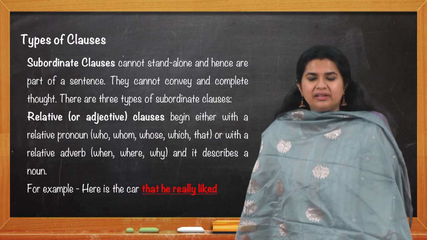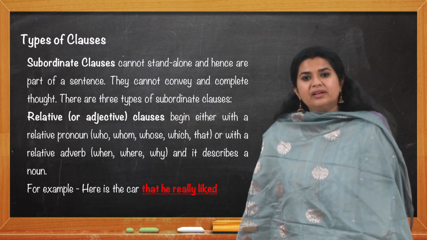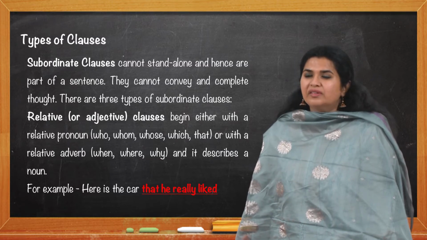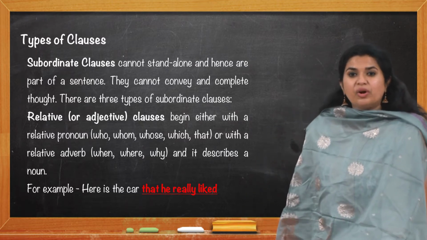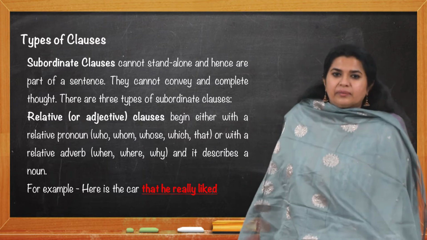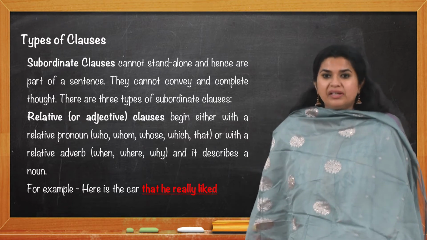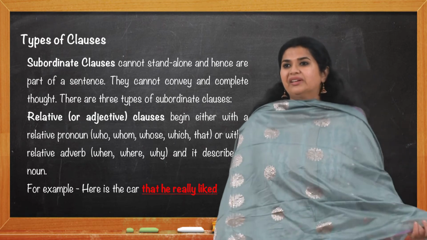Types of clauses, again continuing, subordinate clauses. They cannot stand alone and hence are a part of a sentence. Like Ram is the man who owns this company. Who owns this company does not make complete sense. Therefore, it is a subordinate clause. Subordinate clauses, remember, cannot convey and complete an idea or thought.